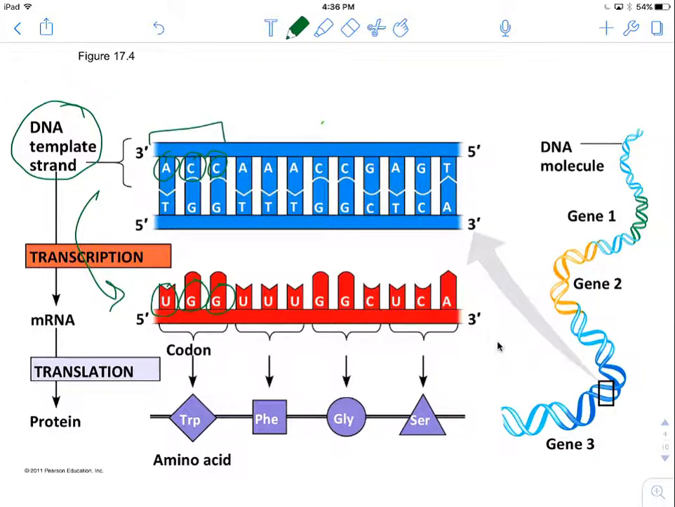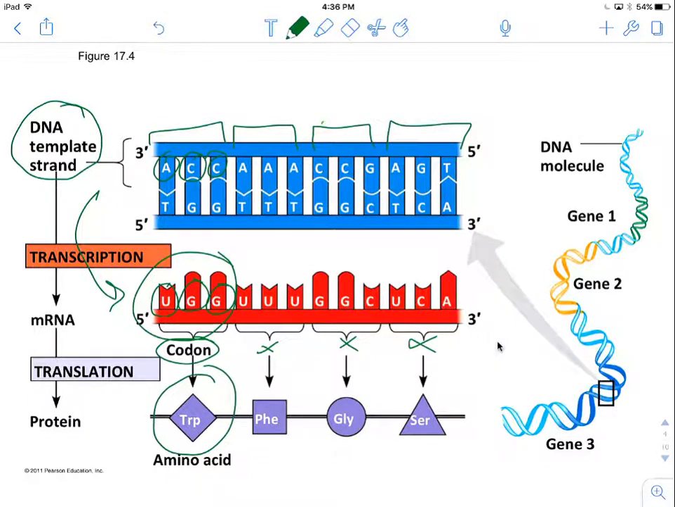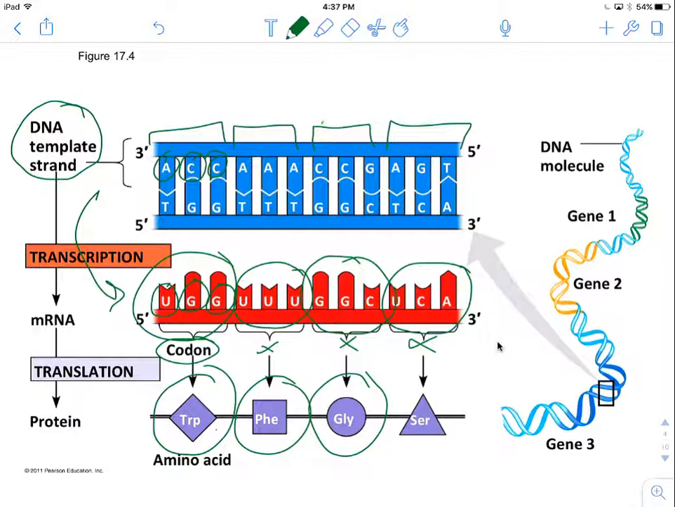And then every 3 bases is one of our little words, and it corresponds to a codon in the mRNA. Each codon, each group of 3 bases, corresponds to an amino acid. So UUG is tryptophan, UUU is phenylalanine, GGC is glycine, and UCA is serine. We have a nice table that shows which codons go with which amino acids, but that's basically how it works.